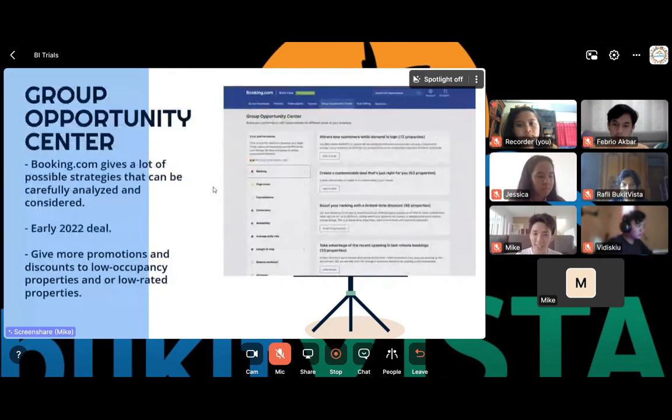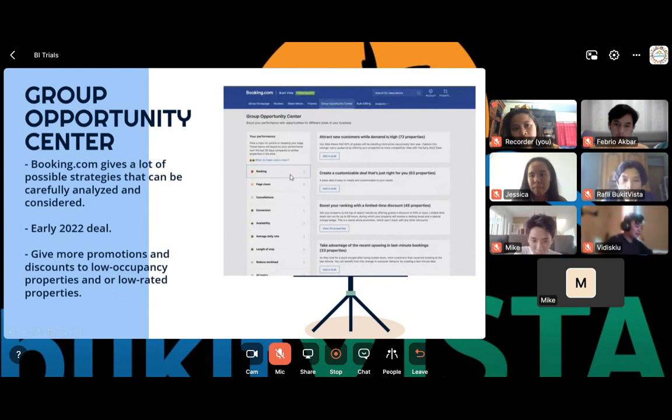The next one is, I think, probably the most important part of this section, the group opportunity center. Booking.com gives a lot of possible strategies that can be carefully considered. From the picture, we can see they have some key points about ranking, page views, cancellations, conversion, and so on, that we can compare to our competitors.